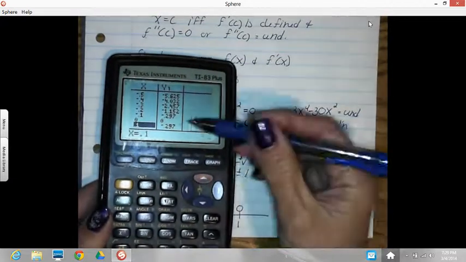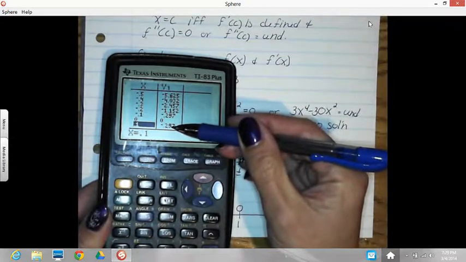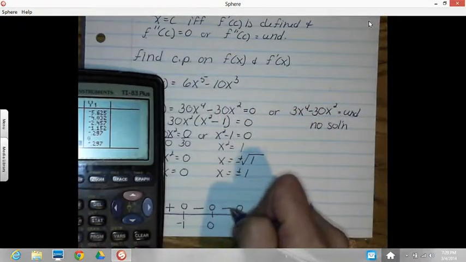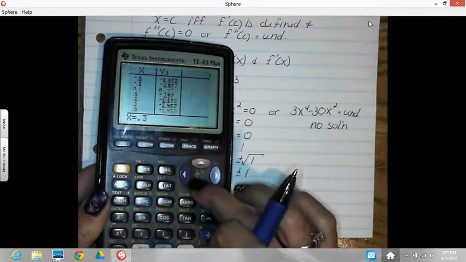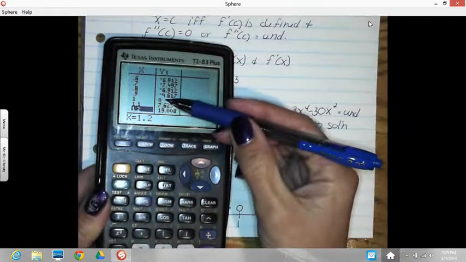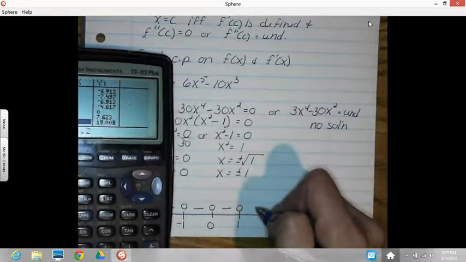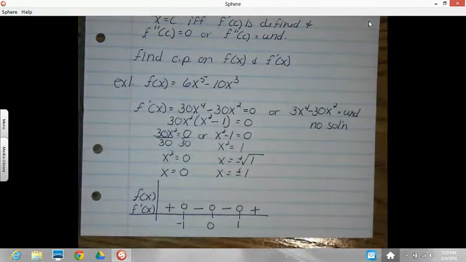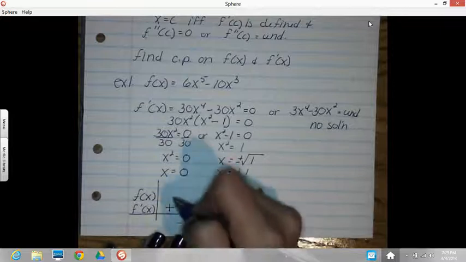Okay, after the 0, again, I can see there's still negatives. And then I got to get to the 1. And then after the 1, I'm back to positives. So now I know exactly what these are going to be when I fill this in.